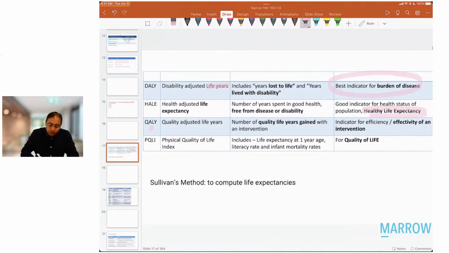What is QALY? QALY stands for Quality Adjusted Life Years. It is the number of quality life years which are gained with intervention. QALY को याद रखना है. This is a frequently asked MCQ. It is a measure of effectivity of an intervention.